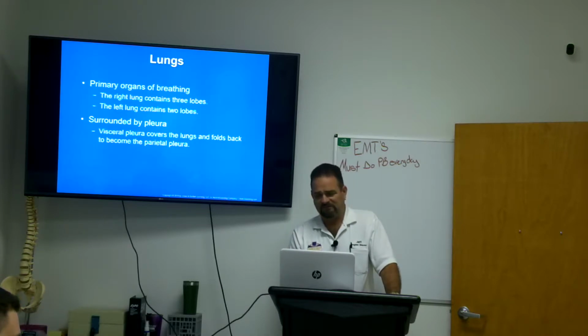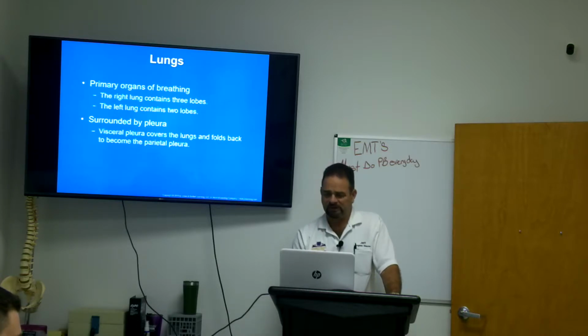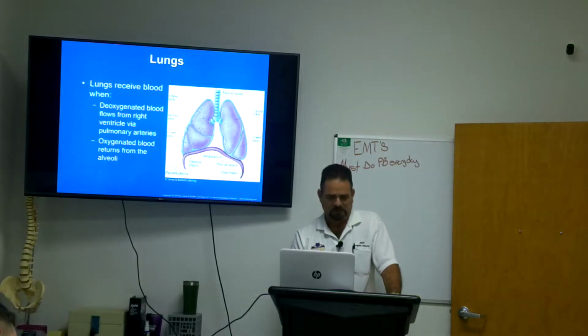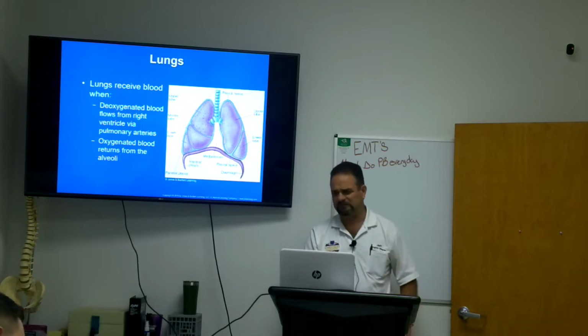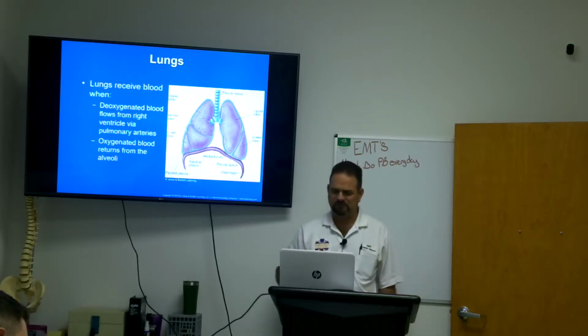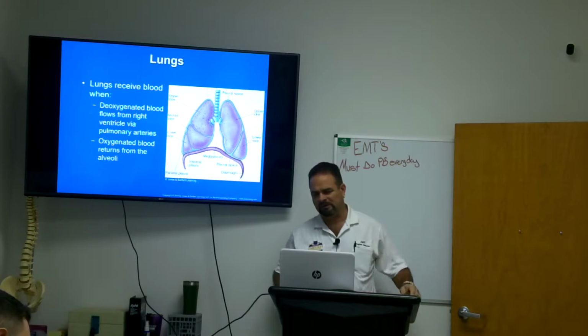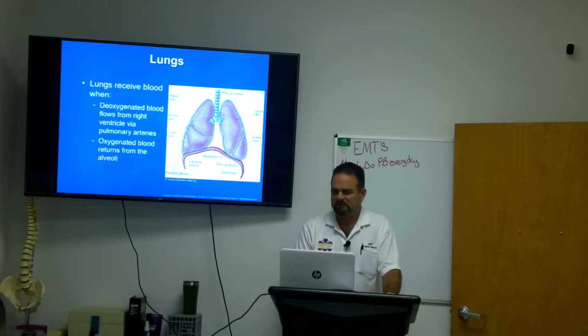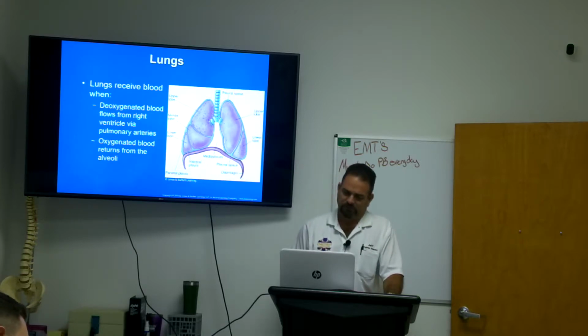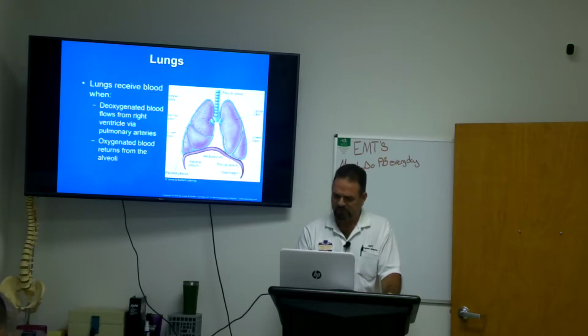The lungs also have visceral pleura, which is the pleural membrane that covers the lungs and then folds back to become the parietal pleura. The pleural space is the potential space that can be created between the visceral and parietal pleura because of disease or trauma. Normally, the two membranes are close together. No space exists there. Fluid, air, or blood may accumulate, potentially causing respiratory problems.